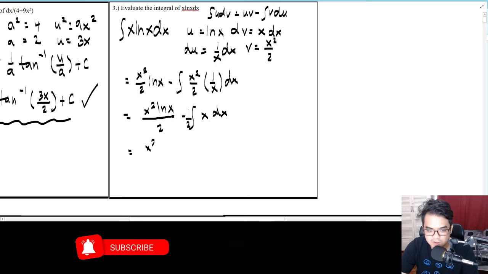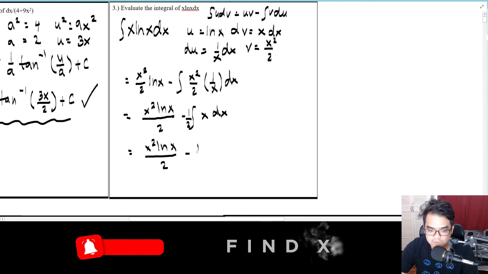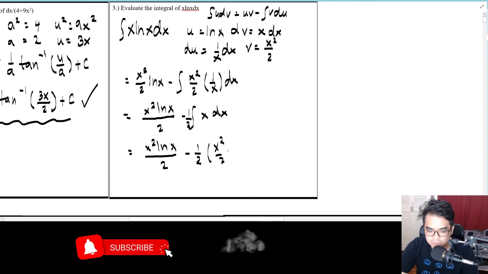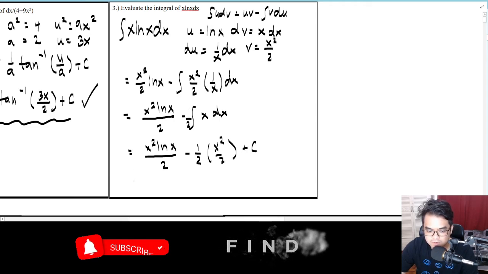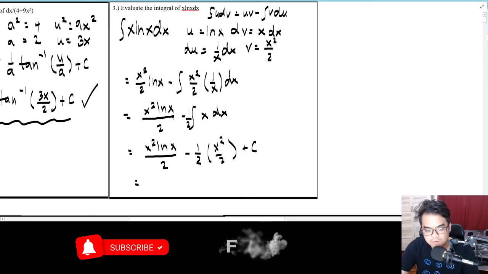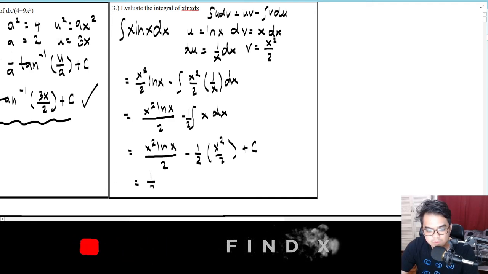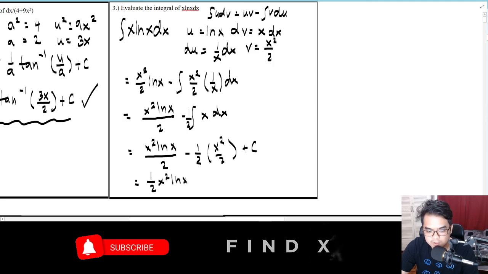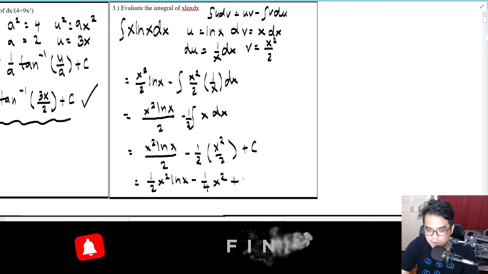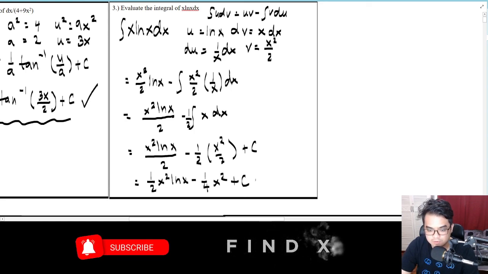Now you can take the integral. Again, this is x squared ln x all over 2, minus 1/2 times the integral of x, which is x squared over 2. Don't forget the plus c. To make it simpler, you have 1/2 x squared ln x minus 1/4 x squared, plus c. This will be your answer. So let's move on to the next topic.